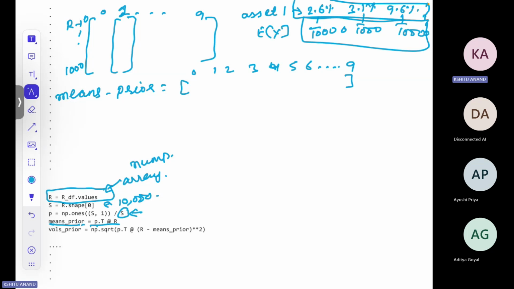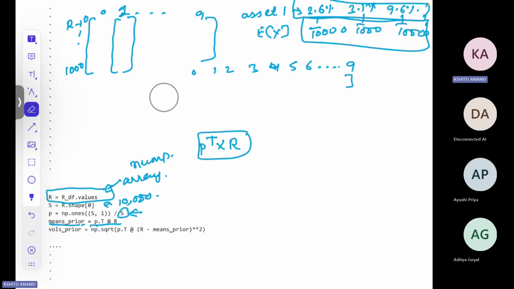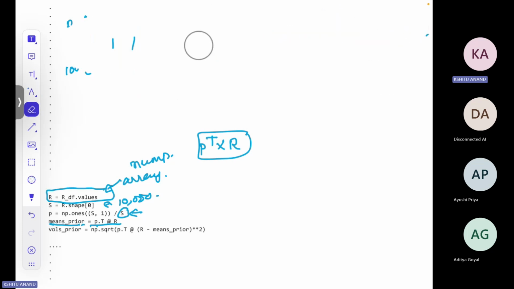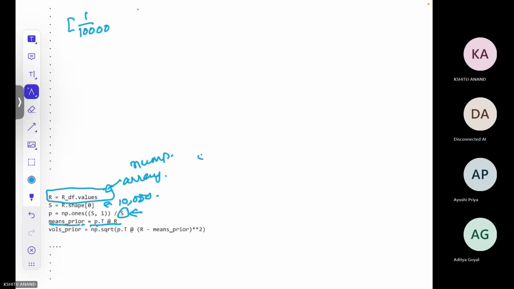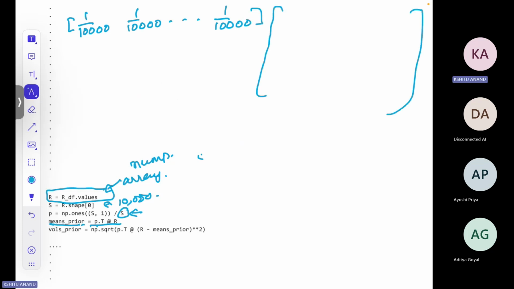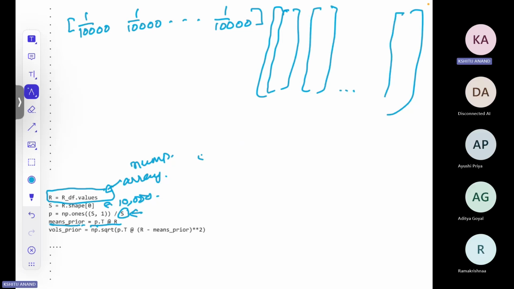So basically, P transpose into R, so you are multiplying the matrix. That is how you get the means prior. Okay. So let me explain it once again. What will be P transpose? P transpose will be 1 by 10,000, 1 by 10,000 to 1 by 10,000. And this is your matrix R. Here you are having 10,000 different possible scenarios. This is for asset 1. This is for asset 2. Similarly, you will have 10 different assets. This is basically 10,000 different scenarios.